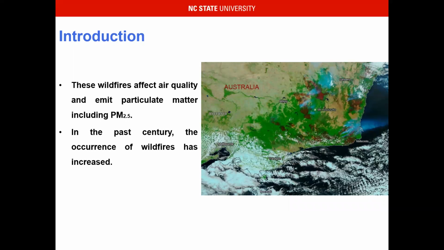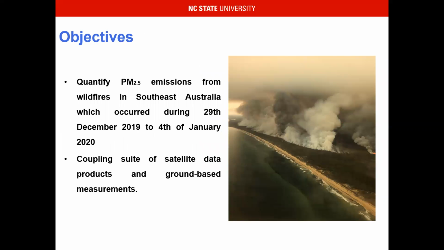These wildfires affect air quality and emit particulate matter, including PM2.5. In the past century, the occurrence of wildfire has increased with respect to climate change. The objective of this research is to quantify PM2.5 emissions from wildfire in Southeast Australia, which occurred from the 29th of December 2019 to the 4th of January 2020, by coupling a suite of satellite data products and ground-based measurements.